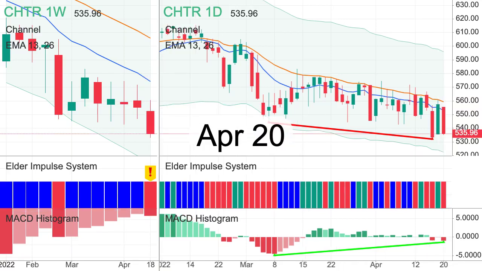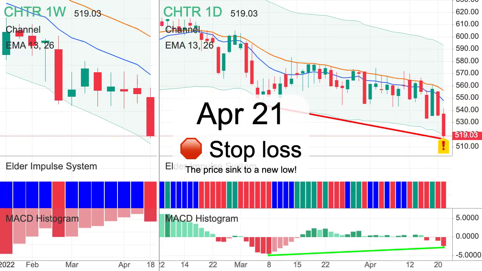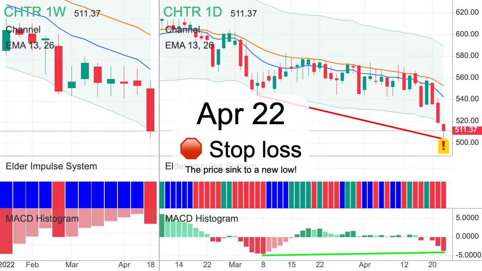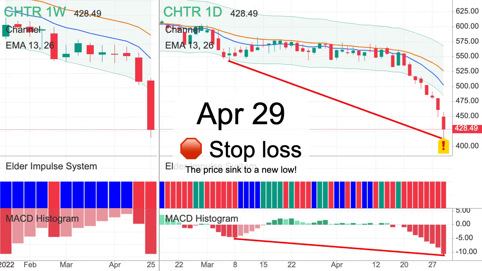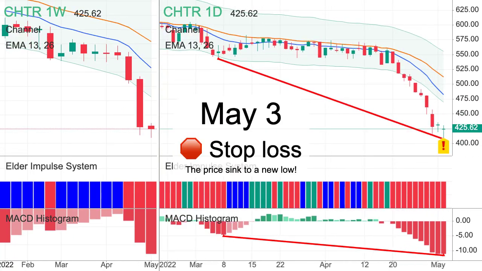Switch to a red bar. The price sinks to a new low. Do you plan to submit a new order? A new low. The price sinks to a new low.